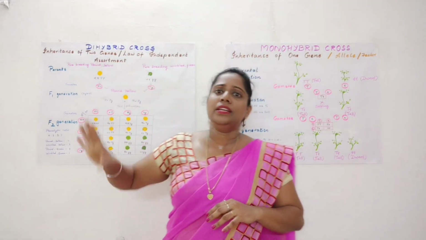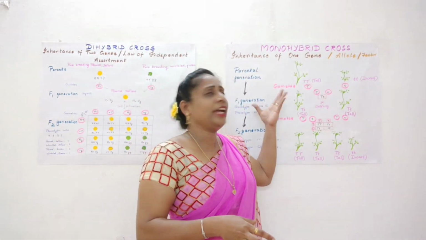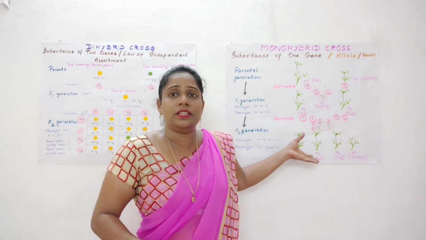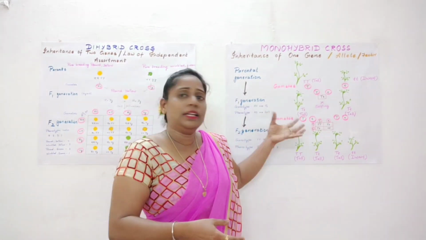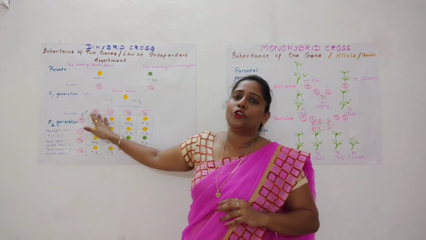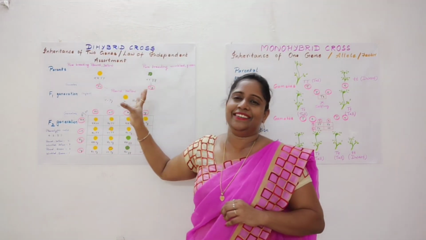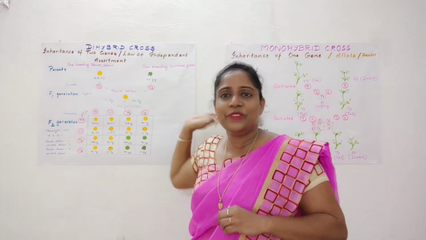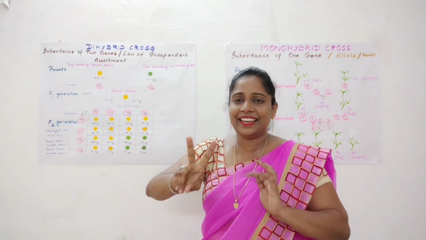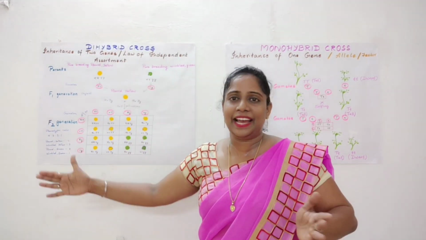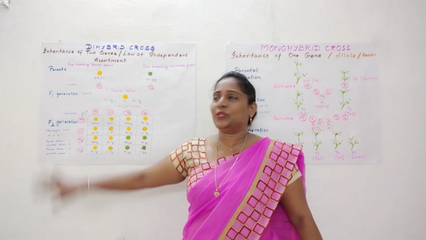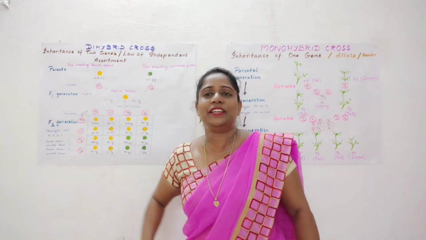Having learnt the monohybrid cross in detail with the basic principles, what is an allele, what is an allelic pair, what is homozygous, what is heterozygous, this dihybrid cross becomes so easy. So here, what is the difference? He is taking two pure breeding plants with two contrasting characters. Very good. So what are the contrasting characters Mendel took here?